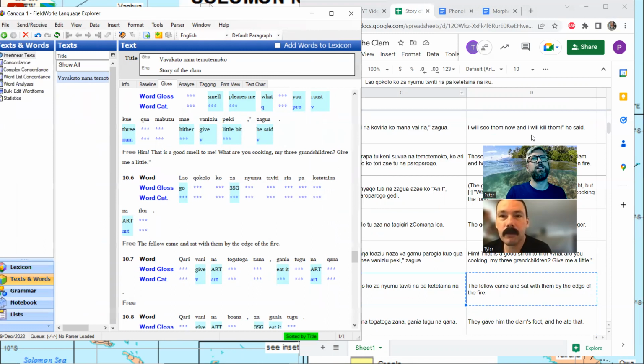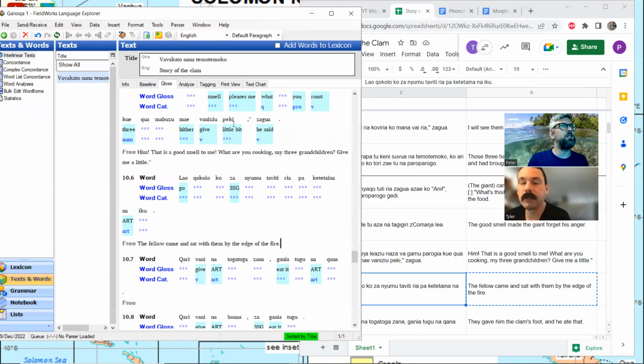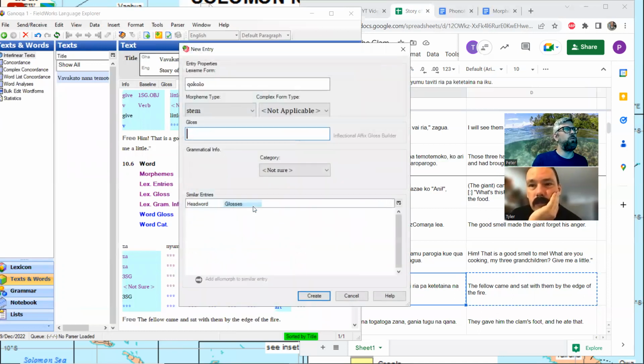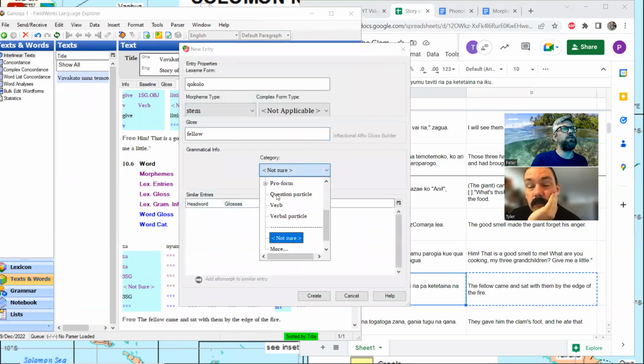But let's create that Ngokolo entry there. 10-6. Let's do it. Let me click. Fellow came. I like fellow too, and I don't think it's an accident that that's the word they use for translation, even though it's not something we commonly use. And we're gonna call this a noun.